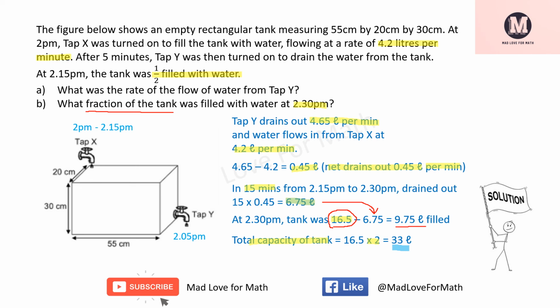So now we can calculate the fraction. Fraction of the tank will be this 9.75 liters divided by the total capacity of the tank, which is 33. And if you simplify it, you should get 13 out of 44. And this gives us the answer for part B, the fraction of the tank.